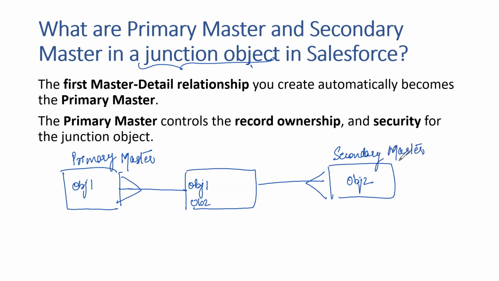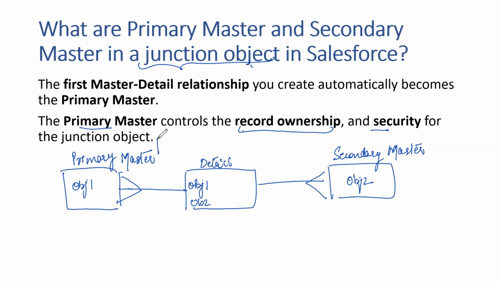So why primary master and why secondary master? So see, this is a master detail relationship, right? And we know that the detail object is totally dependent on the master object. Now it has got two masters. So whenever there is confusion about whom to listen to, it will always listen to the primary master. For example, when it comes to record ownership, it will always take the record ownership from the primary master. Security, it will take the security part from the primary master. So what does that mean?